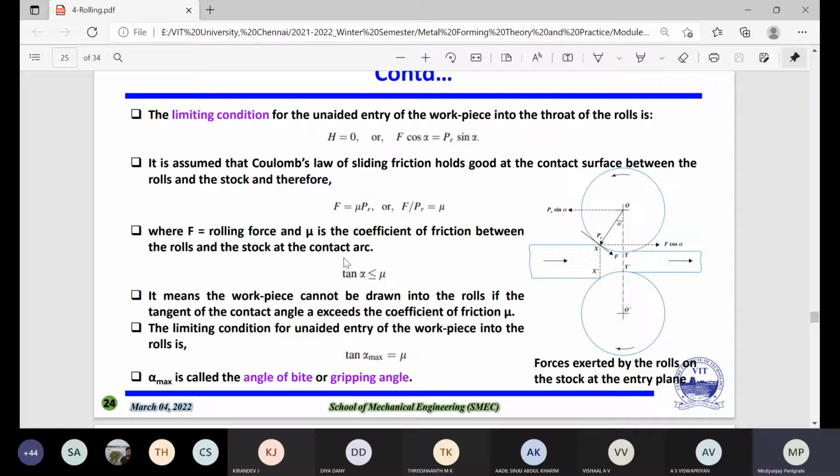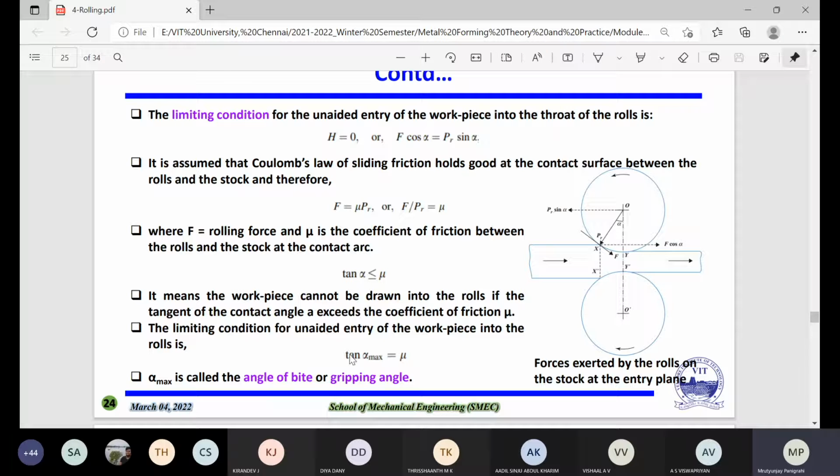So that means if the tangent of the angle alpha is less than or equal to mu, it cannot pass the roll from the left-hand side to the right-hand side. So what we have to do is take the minimum one. Minimum means it will be more than mu, so tan alpha equals mu, because this is the minimum. So we make tan alpha max, and this is the minimum one, equal to mu.